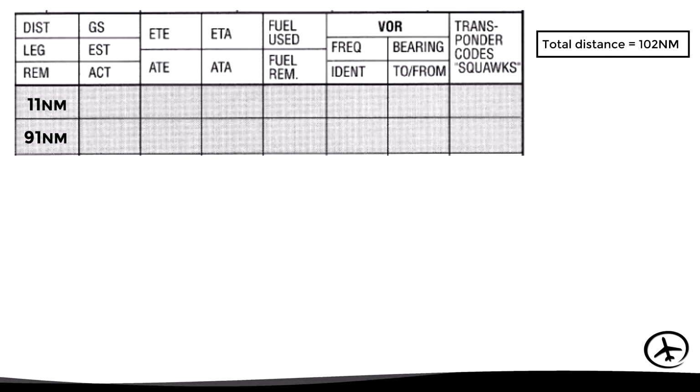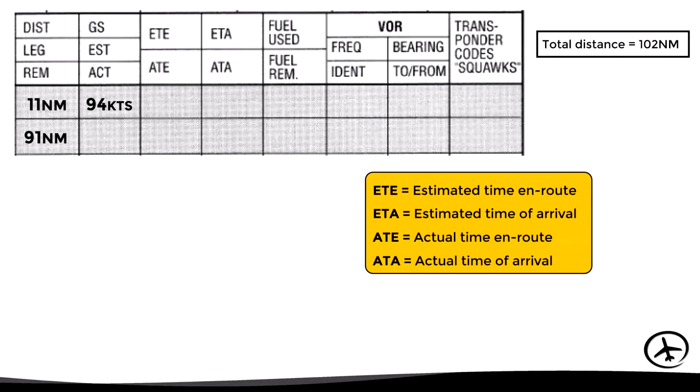Then we find the ground speed section, where we have to include the estimated ground speed in the upper field, which in this case is 92 knots. Then, we find the time section, where we have several acronyms. In this case, during the flight planning, we just have to fill the ETE field, where we have to include the estimated time for the leg, which in this case is 7 minutes. The rest of the fields will be filled during flight.